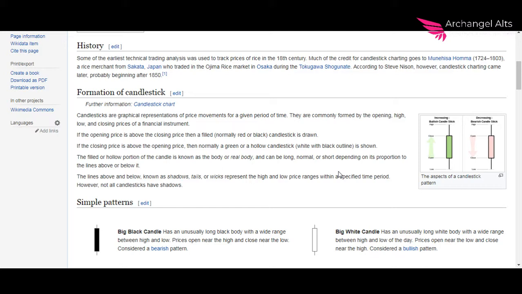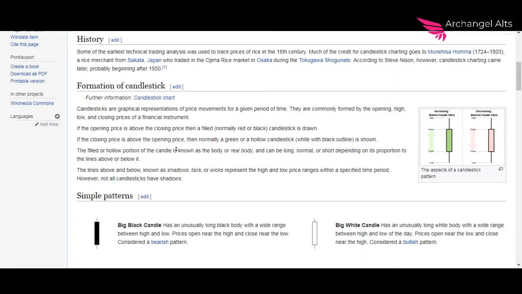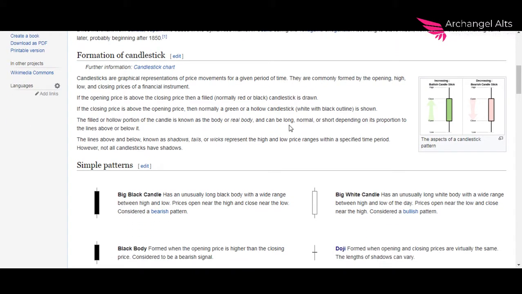Okay, some of the earliest technical trading analysis was used to track prices of rice in the 18th century. Much of the credit for candlestick charting goes to Munehisa in this range. Formation of the candlestick: graphical representations of price movements for a given period of time. They're commonly formed by the opening, high, low, and closing prices of a financial instrument.